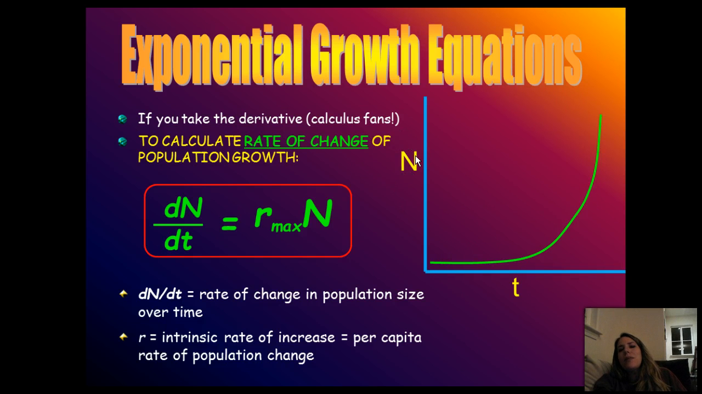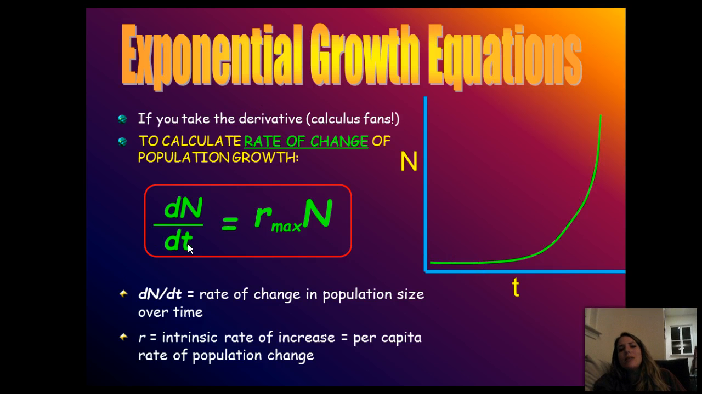So if this is your population size and this is time, you can see that in a case of exponential growth, the growth starts out slowly and then suddenly skyrockets. And so again, R here is your intrinsic rate of growth or increase, which is on a per capita basis, each individual's contribution to the next generation. And anyway, so that would be an example of exponential growth.